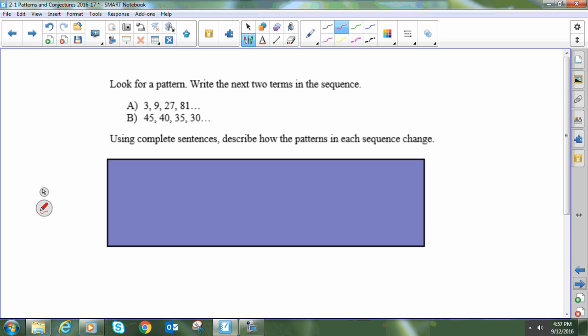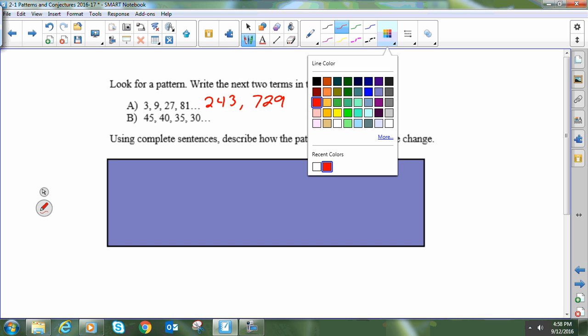Okay, so I'm going to assume, unfortunately, that I hate having to assume, that you're doing what I'm asking you to do, and you're saying, okay, well, how are things changing in figure A? Well, in figure A, from one term to the next, we're simply multiplying by 3 each time. So if I said 81 times 3, my next number in the sequence would be 243. And the next number after that, multiply that one by 3, and I would have 729.